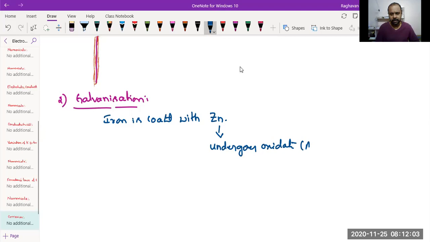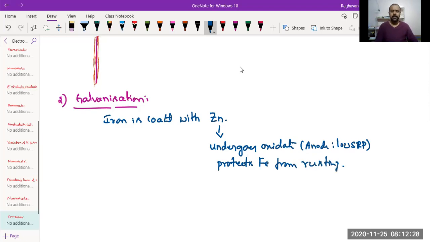and because it acts as anode due to low SRP, okay, it protects iron from undergoing oxidation and thus from corrosion, from rust. Okay. So this is the thing. Now zinc slowly depletes, will be lost in the form of its compound, and after sufficient time, this method may be much sustainable and can protect iron for very long time.